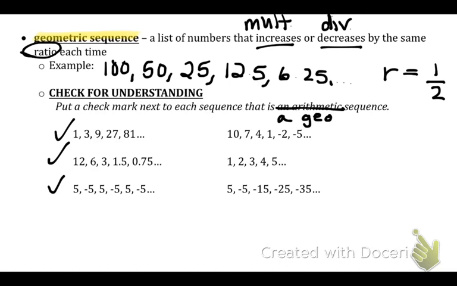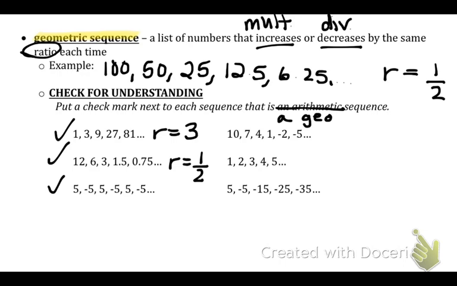You should have put a check mark next to the 3 sequences on the left. In the first correct answer, 1, 3, 9, 27, 81, we see that the ratio is 3. It's multiplying by 3 each time. In the second, we'll see that the ratio is 1/2. Actually, those are very similar examples to the ones I just gave you.